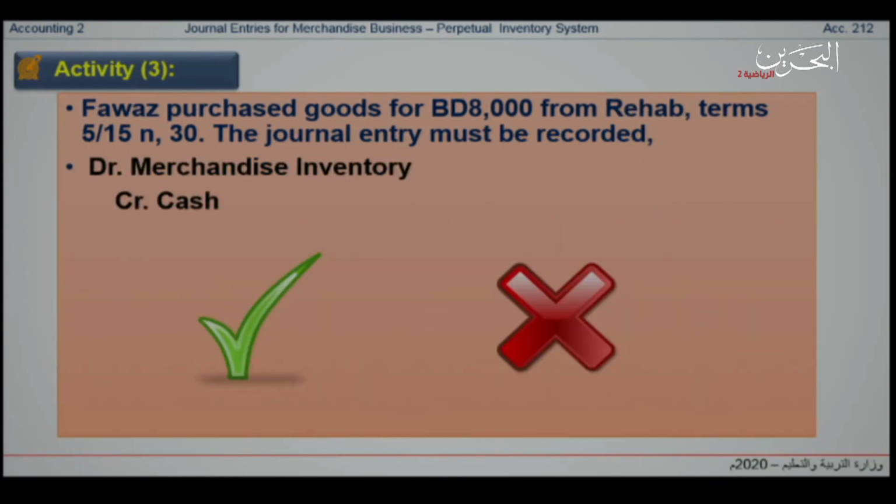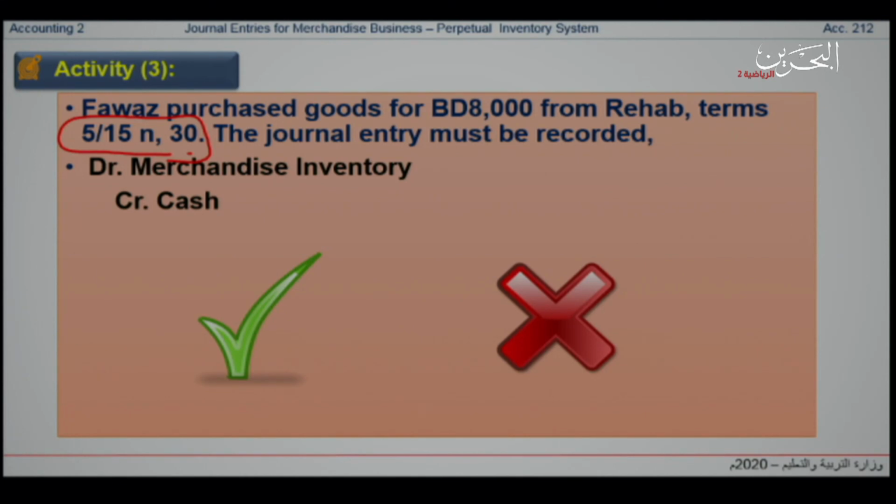Second, Fawaz purchased goods for 8,000 from Rehab Company with this term. The general journal must be recorded as the merchandise inventory on the debit side, and on the credit side should be the cash. Is it right or wrong, my dear student? Think about it.